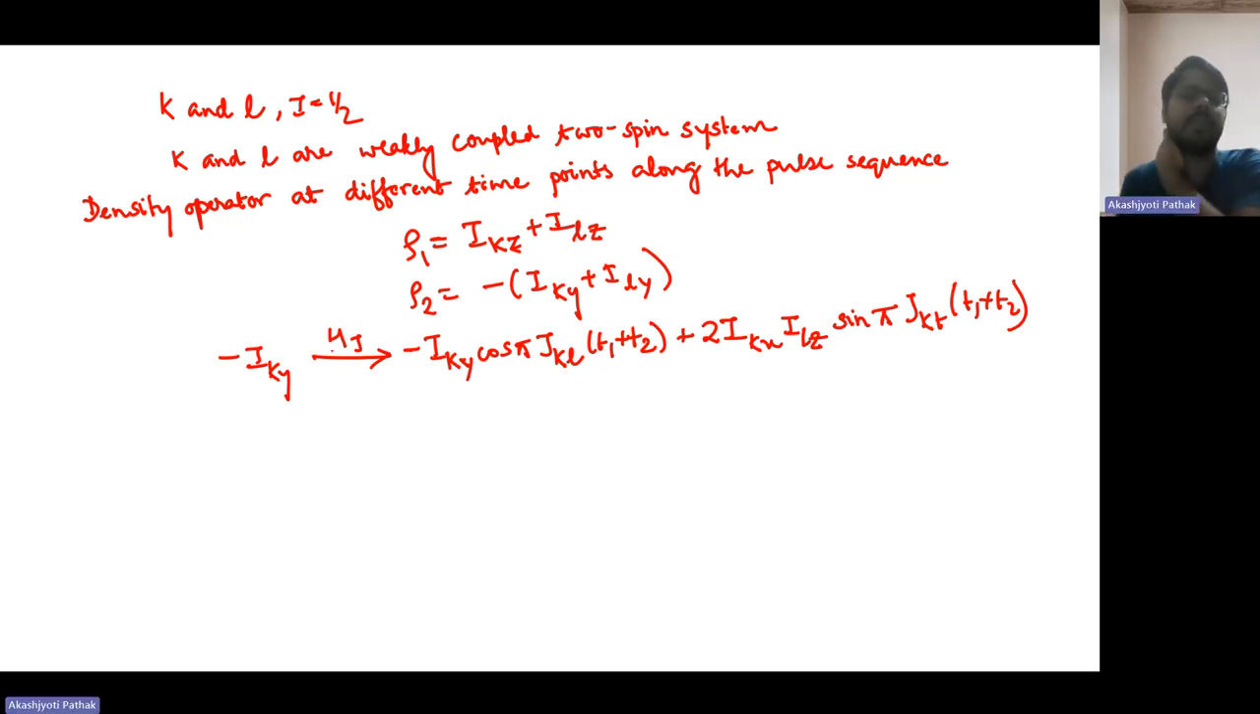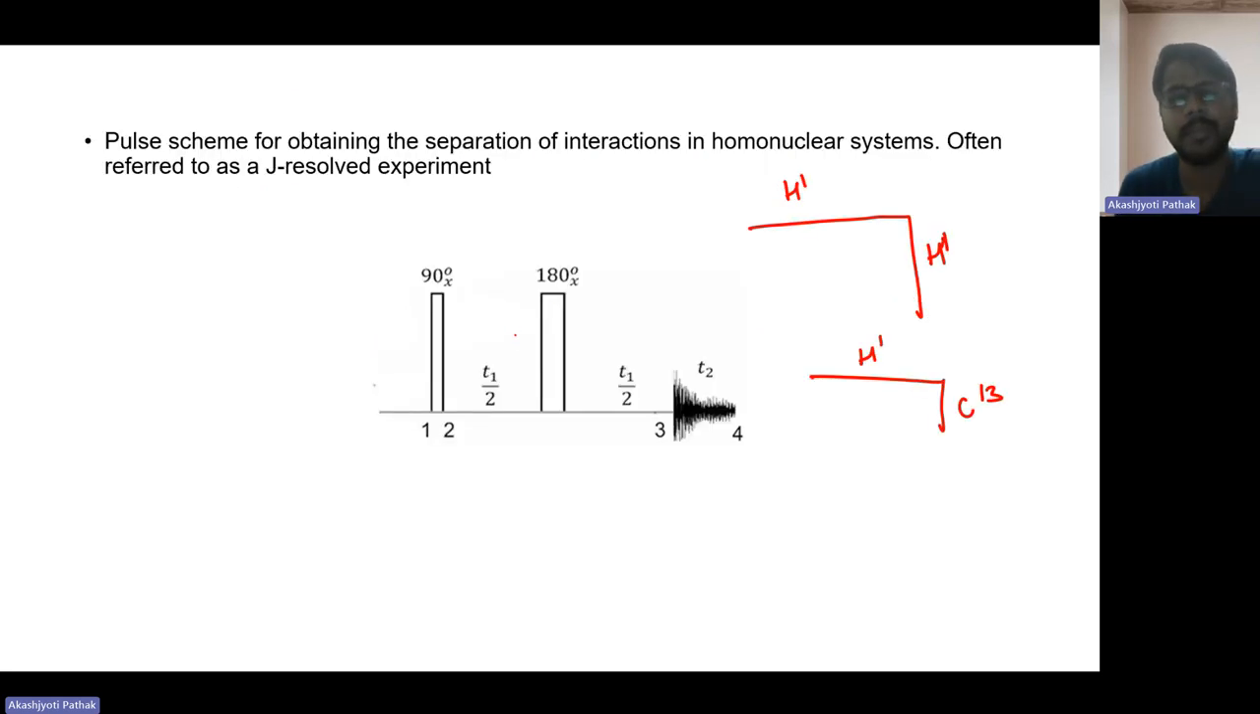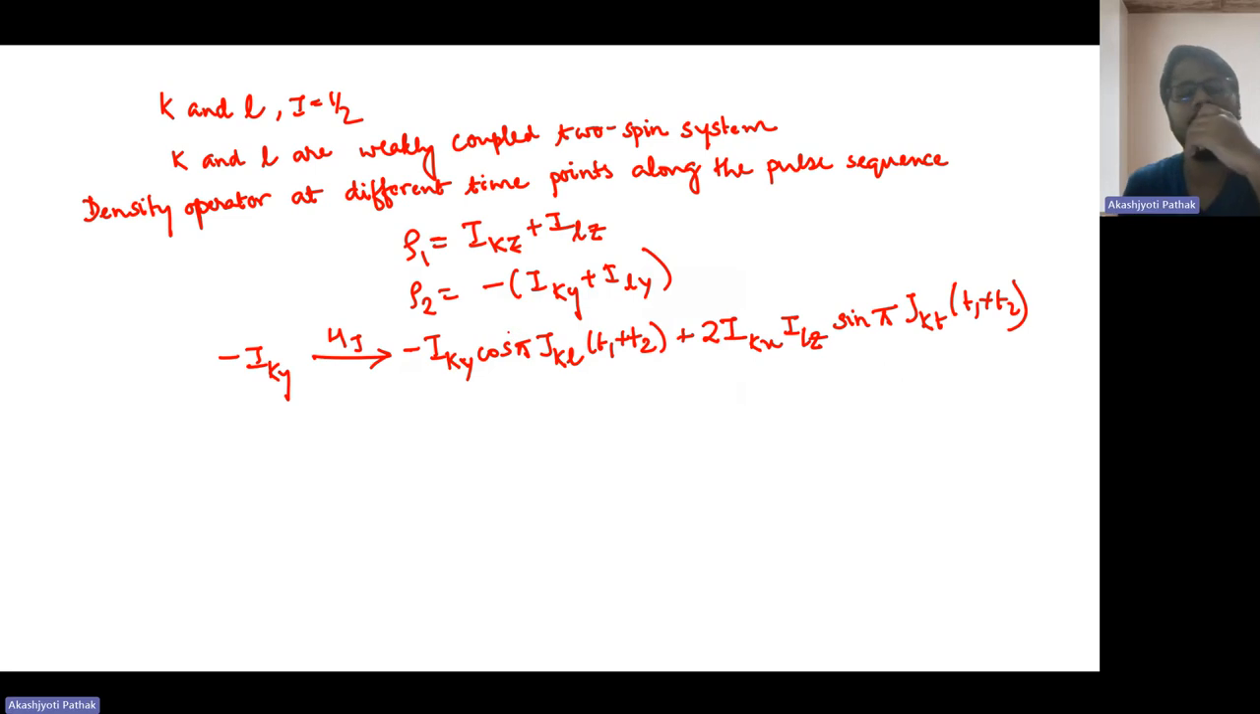So during the next spin echo period, during this T1/2 period, the chemical shifts will be refocused, right? And then the spins evolve under the scalar coupling constant Hamiltonian HJ only. And so the evolution of these product operators, these are shown for K only. And similarly, you can write for L. Okay.